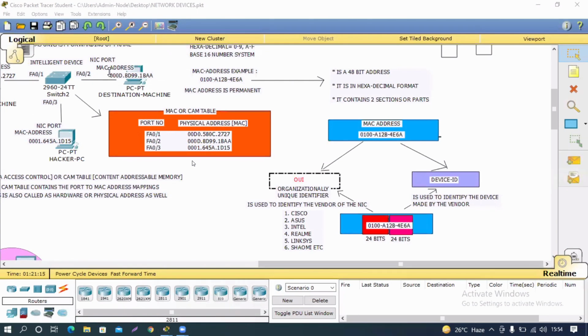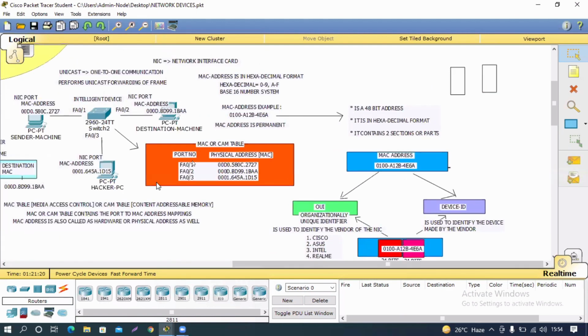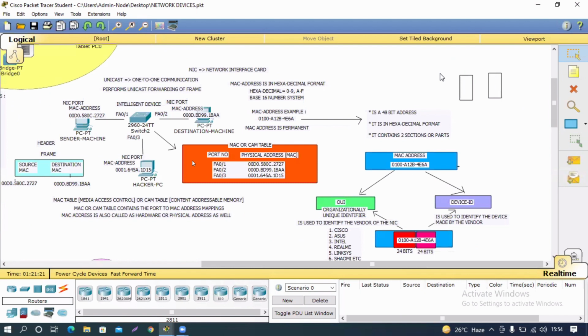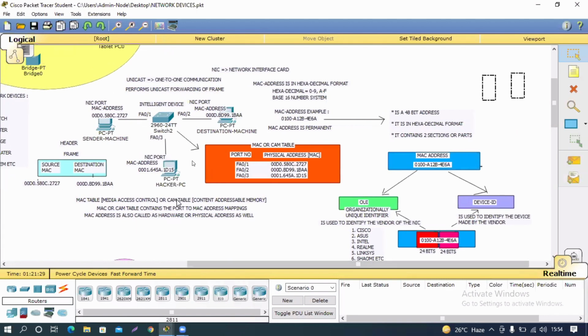So this is what you are having, everyone. Simply take a screenshot of this entire thing. Take a screenshot of this. Taken.